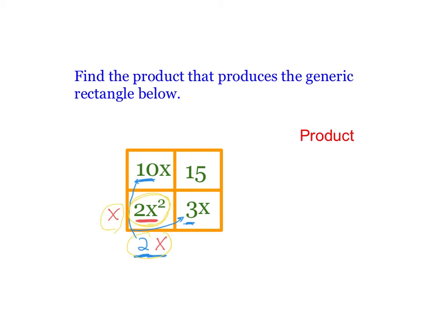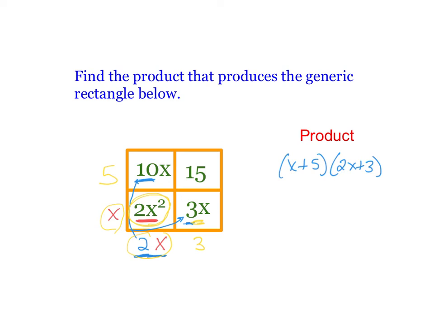So that's always my first goal, is to get that x squared box taken care of. Now I just say, all right, how do I get 10x in the upper left-hand box? Well, it would be 2 times 5 makes 10. And how do I get a 3x over here? I would put a 3. So my product would be going down the left side first, x plus 5, and then going across the bottom, 2x plus 3.